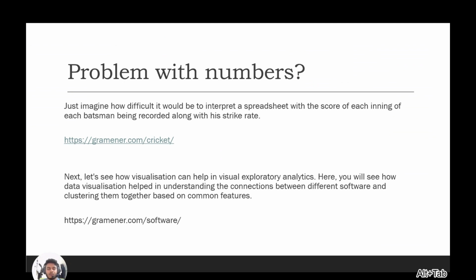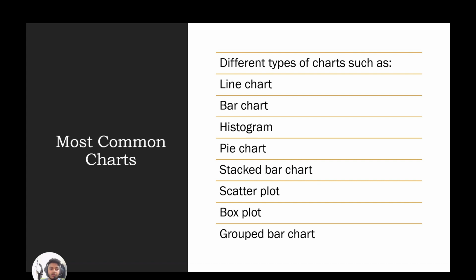And that is the problem with numbers. Let's say we have billions of rows of sales data. Without visual representation, no one can correctly convey a message like "for this year our sales have declined" or "our sales have made some profit." So we have these types of common charts that we use in our day to day life: line chart, bar chart, scatter plot, histogram. We'll see them one by one.